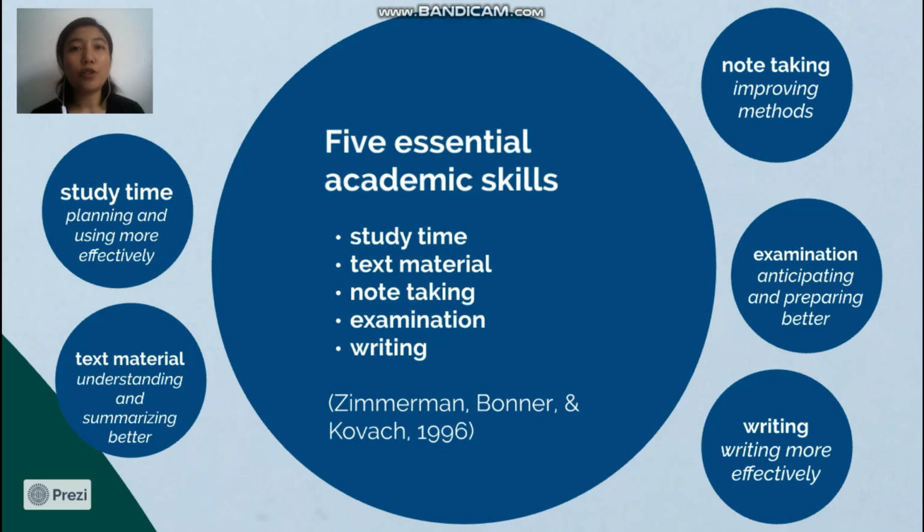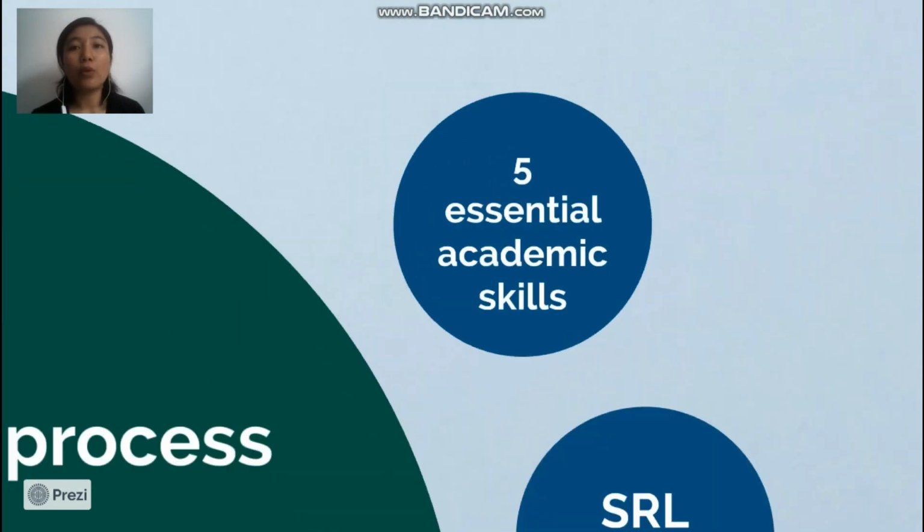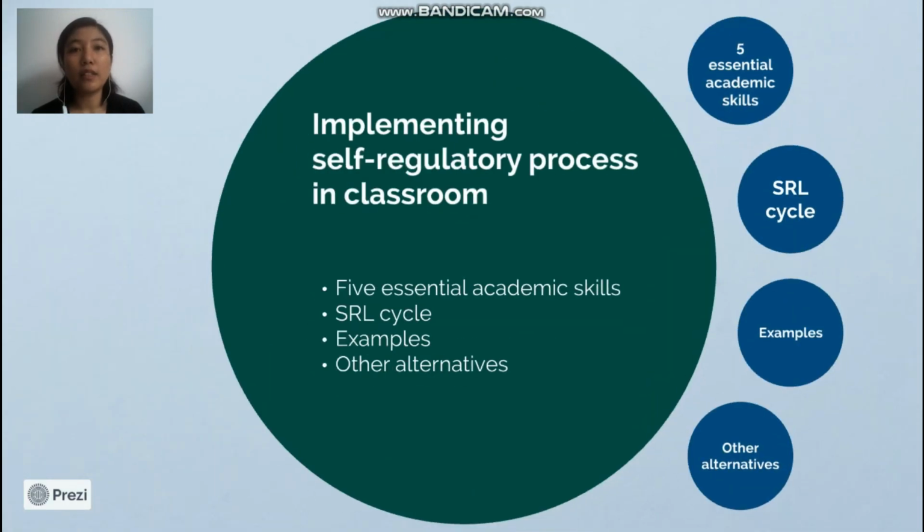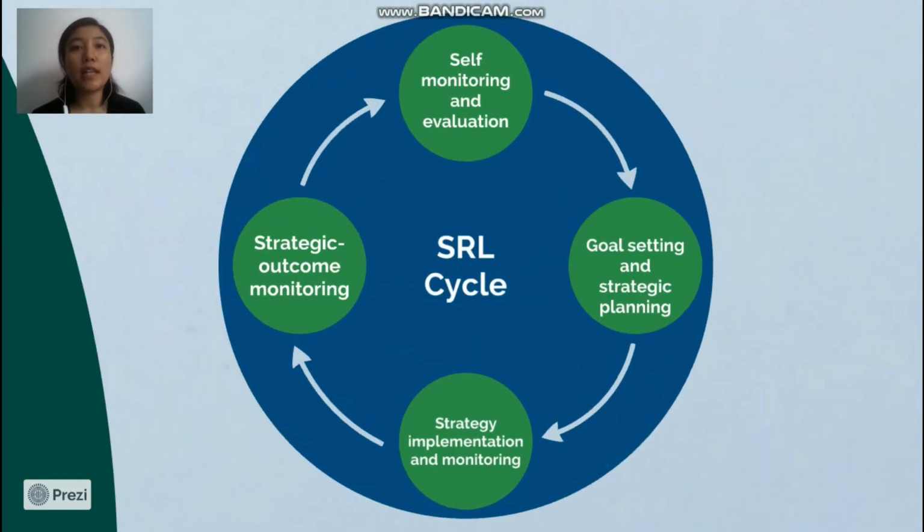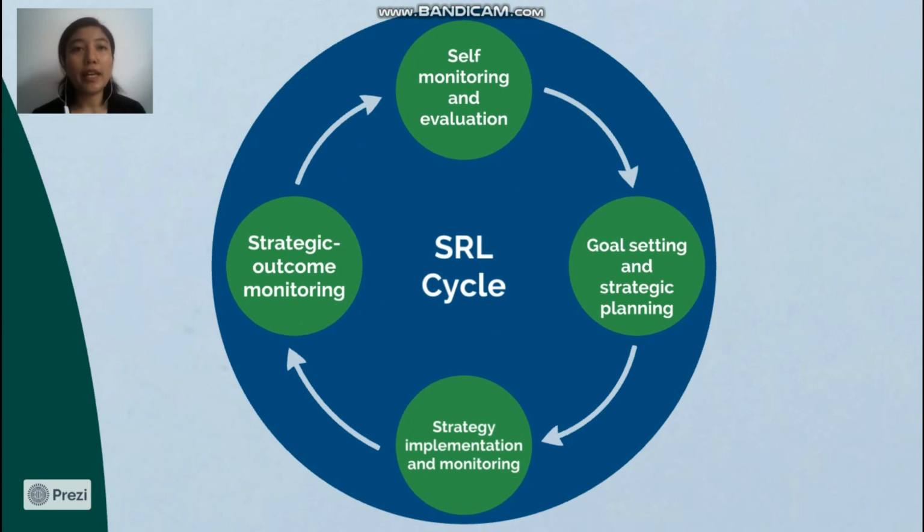Self-regulated learning aims to make learners be able to plan and study time more effectively, understand and summarize text material better, improve methods of note-taking, anticipate and prepare better for examinations, and write more effectively. Then the next question would be how to improve the 5 skills. This is where we're introduced to the self-regulated learning cycle. As you can see here, the cycle involves 4 major steps so that learners are able to self-regulate their learning.